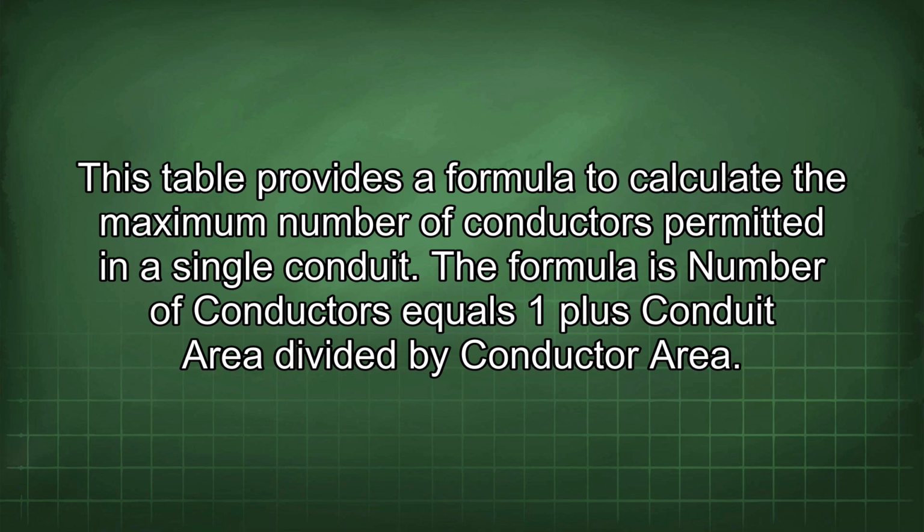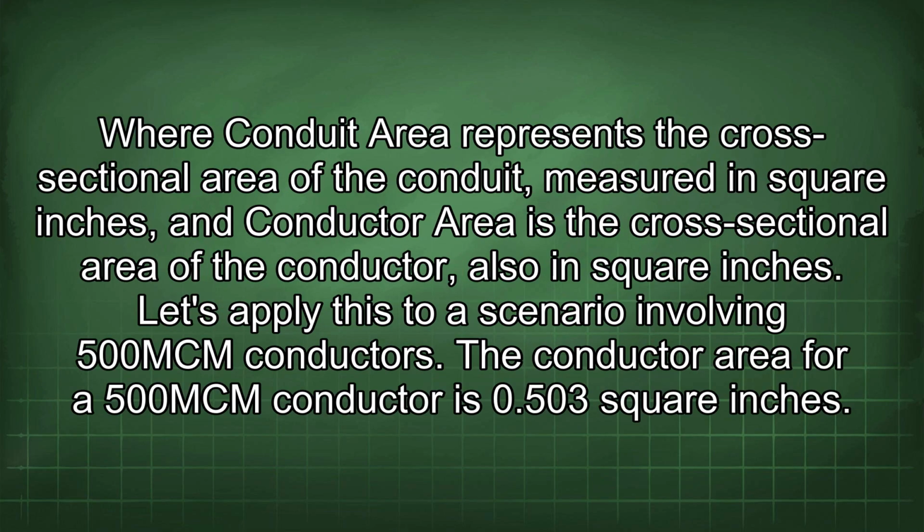The formula is number of conductors equals 1 plus conduit area divided by conductor area, where conduit area represents the cross-sectional area of the conduit, measured in square inches, and conductor area is the cross-sectional area of the conductor, also in square inches. Let's apply this to a scenario involving 500 mcm conductors.